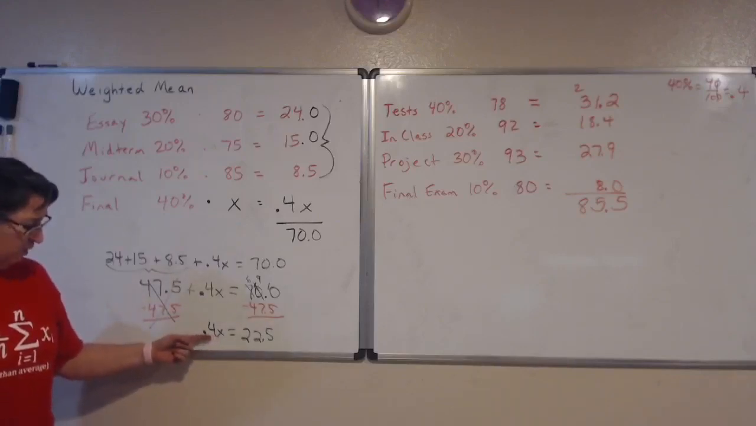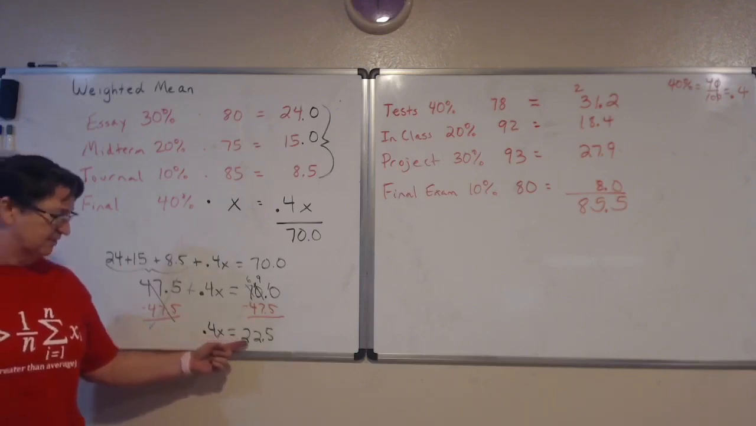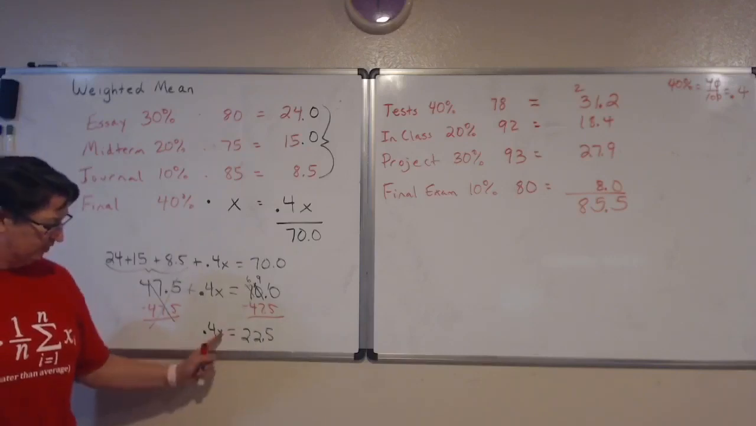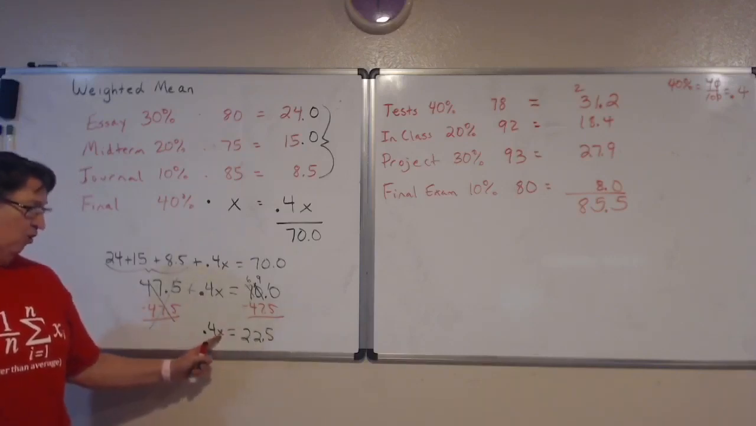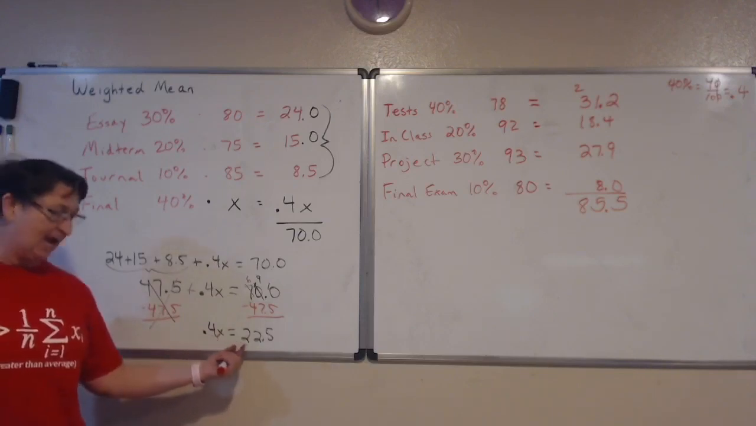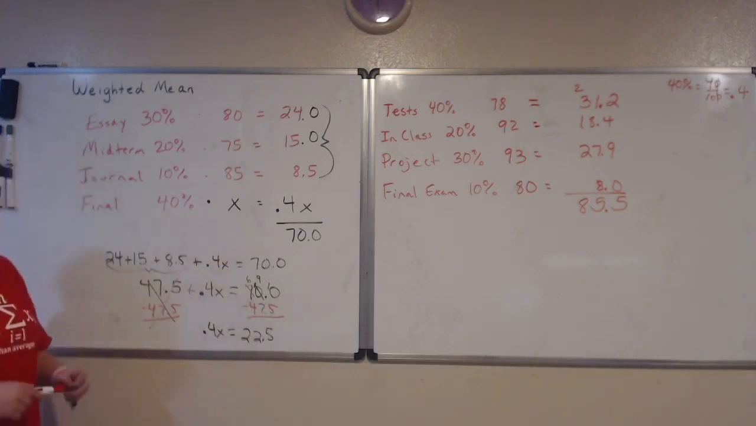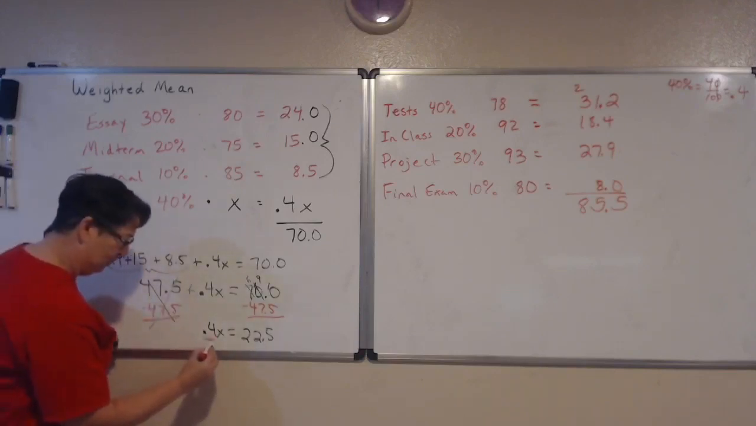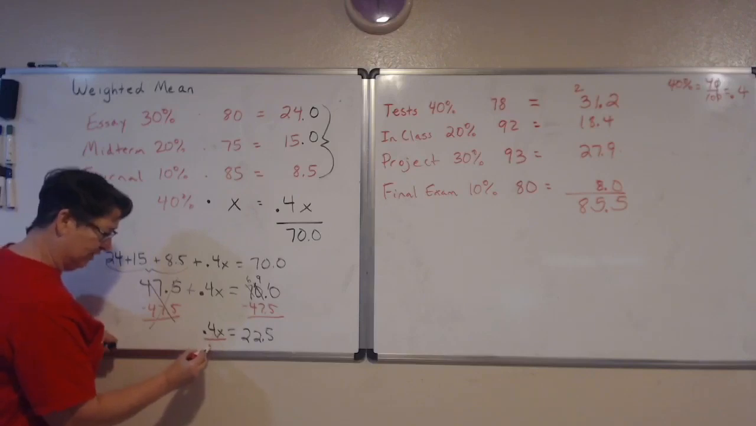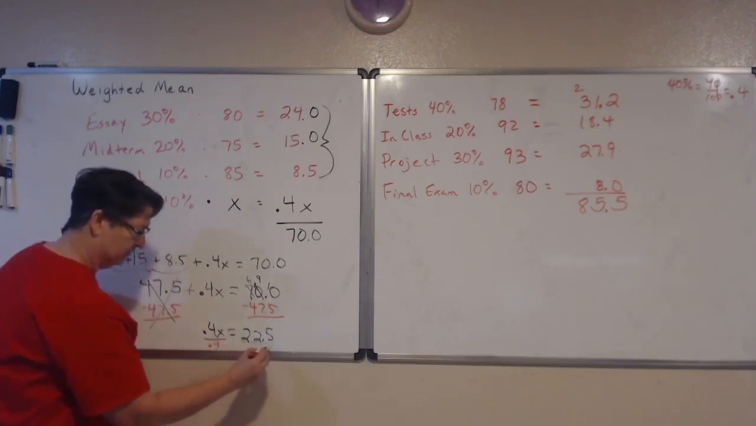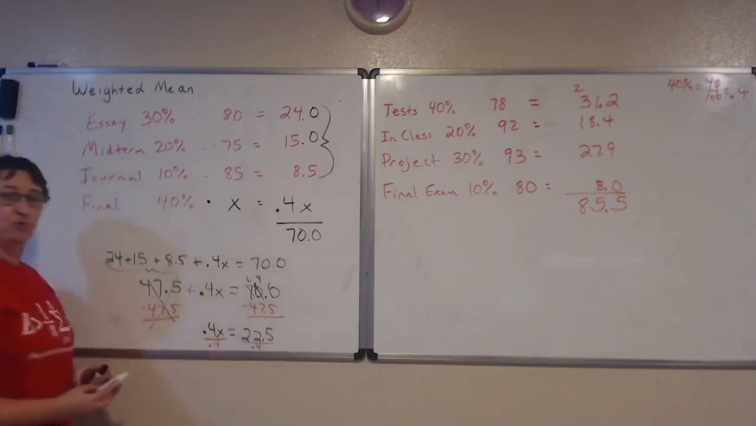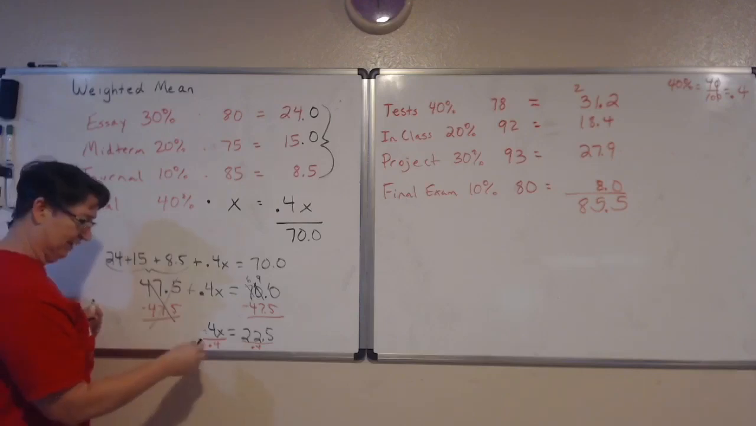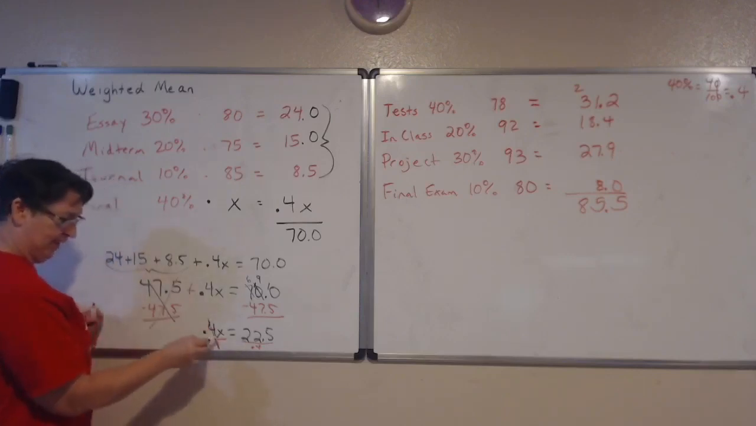Now, this was multiplying 0.4x times that 22.5. How do I get this x by itself? Or what would I do to find out that final grade? Oh, a bunch of y'all are getting the same thing. So we divide now. You know, this is multiplication. I'm going to divide by that 0.4. Divide by the 0.4. Man, my board usage today is not great. So that becomes 1, and I'm left with the x.